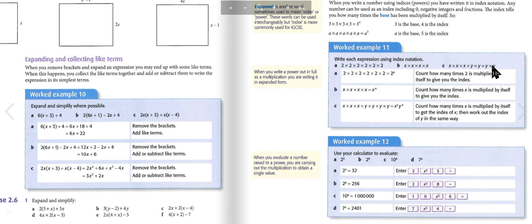So you count how many times 2 is multiplied by itself to give you the index. So there's 1, 2, 3, 4, 5, 6 2's. And you do the same, but instead of counting 2's, you count X's. So there are 1, 2, 3, and 4 X's.